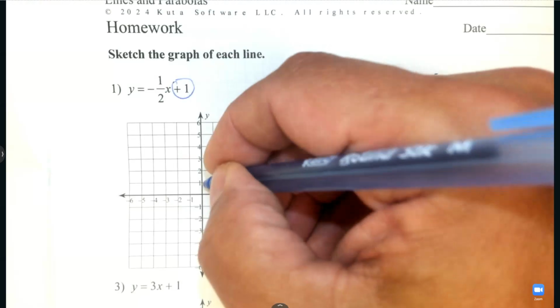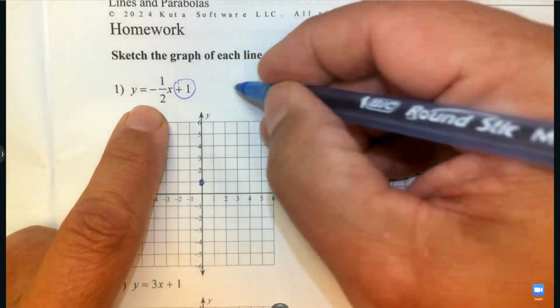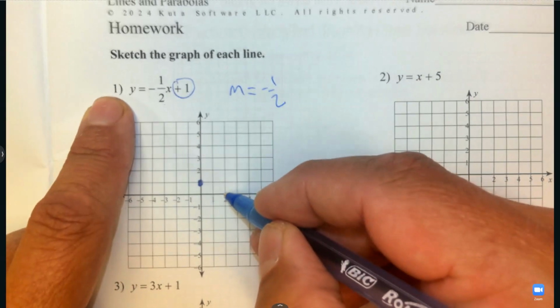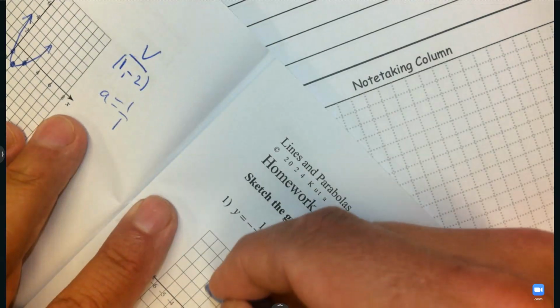So can you graph a line? So positive 1 is the y-intercept. Find it. The number that's with x is called the slope. Sometimes we use the letter m for the slope. It tells me go down 1 and to the right 2. So down 1 to the right 2, and then draw your line.